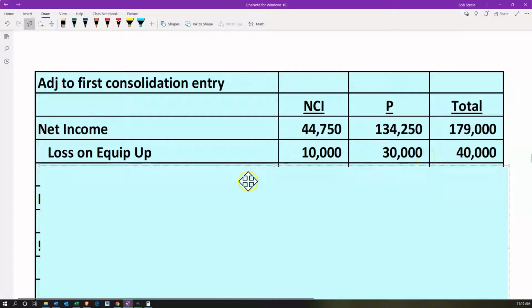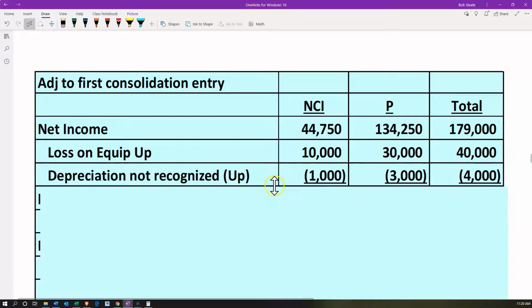Now note, again, on this side, we're looking at those things that affected the income statement. This happened in the current year. This is a loss. It hit the income statement. So we're adjusting the income statement side of things. Now 40,000, 75%, 30,000, and the non-controlling interest, then the 10,000. Then we have the depreciation.